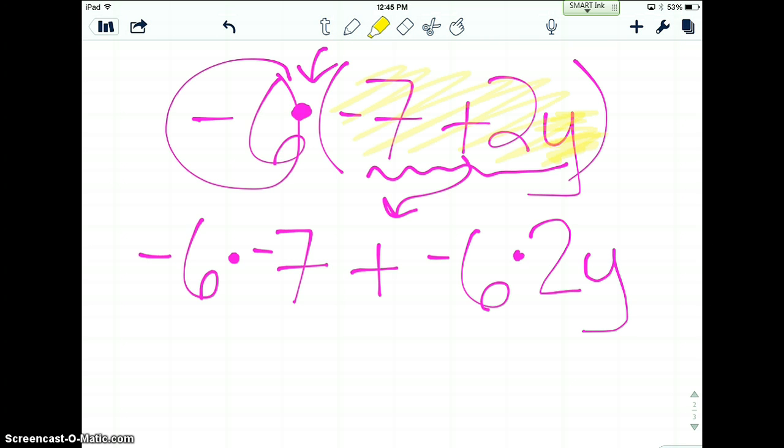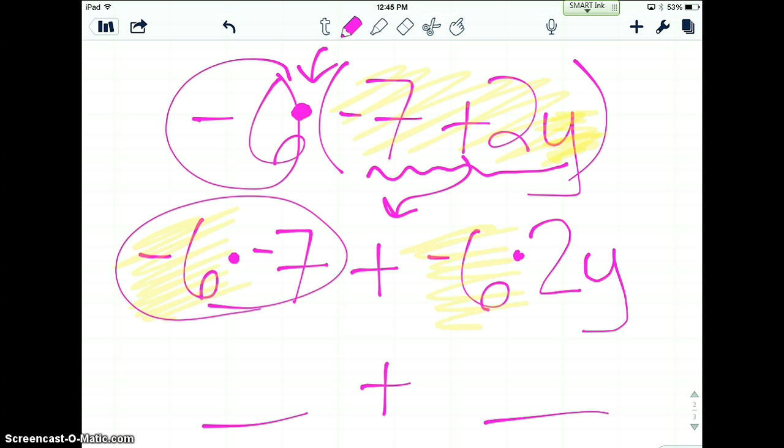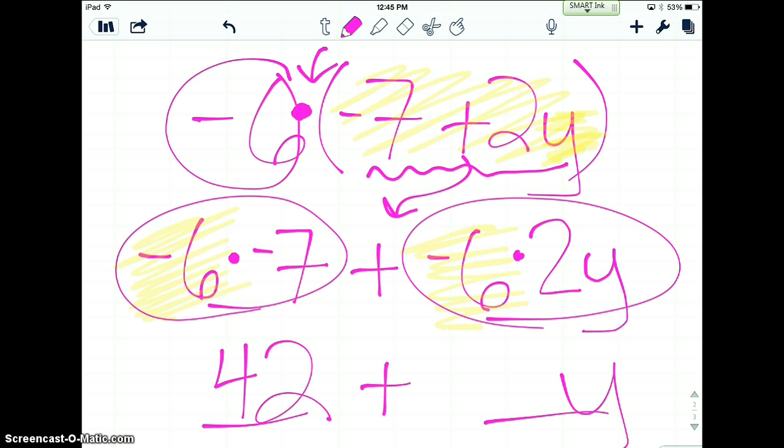So as you notice what we were highlighting in class, the -6 is being multiplied by the 2 terms that were in parentheses. And then we'd go ahead and simplify both terms. And here, -6 times -7 will give us our constant number of 42. And then here, the coefficient in front of the y value is not going to be 2 anymore. It is going to be -12.